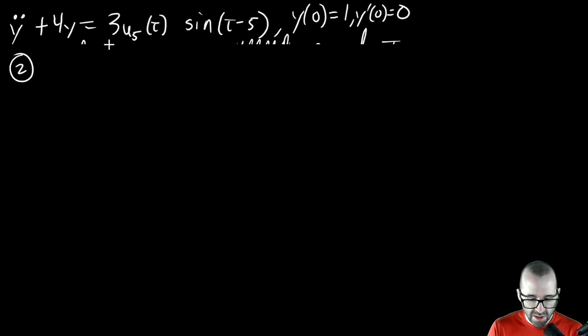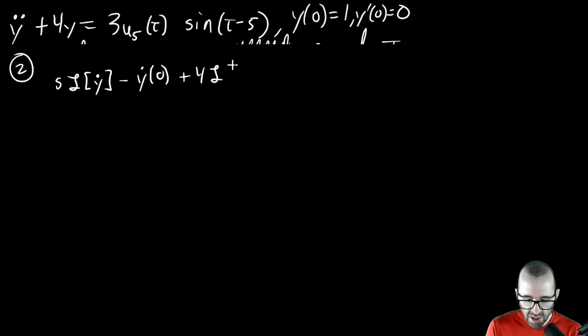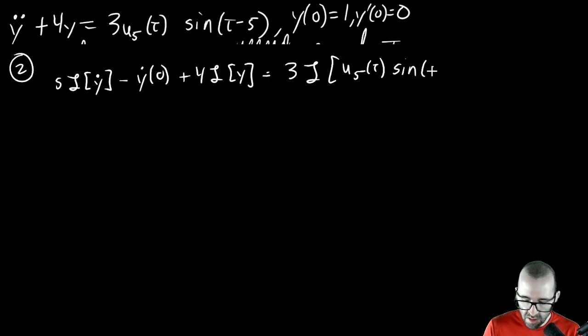So if we use the Laplace transform, we can take the Laplace transform on both sides. We'll get the Laplace transform of y double dot, which is s squared L of y minus the initial value of y dot, plus 4 times the Laplace transform of y, equals 3 times the Laplace transform of all this stuff, which we do have a property for, which is nice.